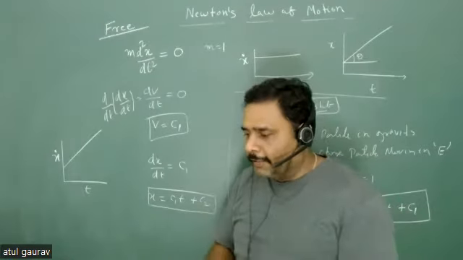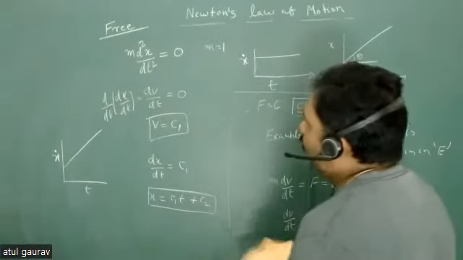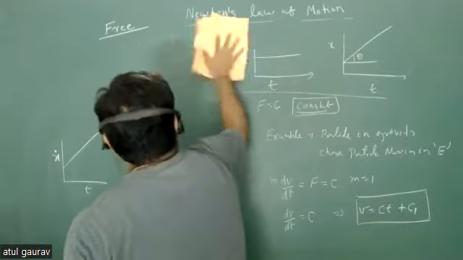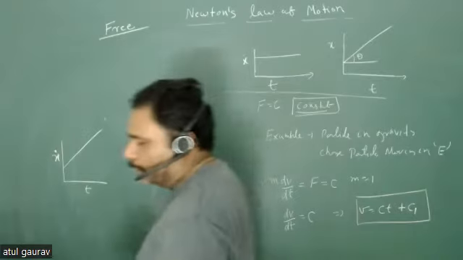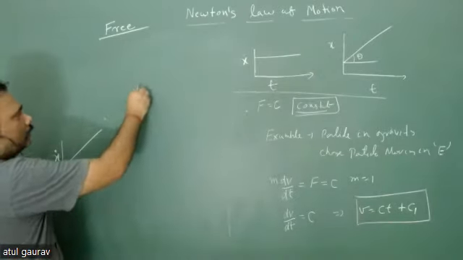Okay? Next, what will be your x versus t? What will be the profile of this x versus t? So parabola. Parabolic. Obviously, that will be parabolic in nature, isn't it? So you can easily solve this particular thing. And this value is equal to what?